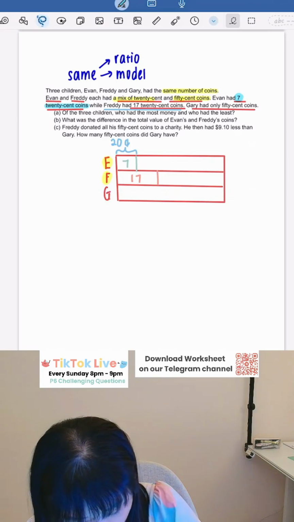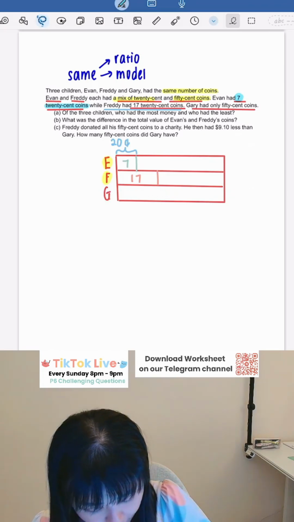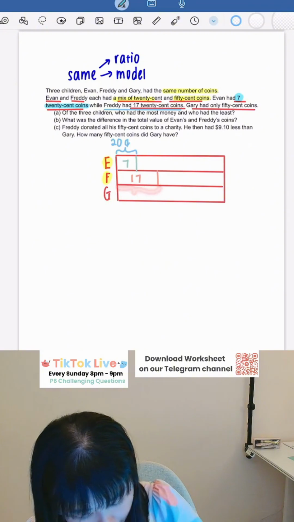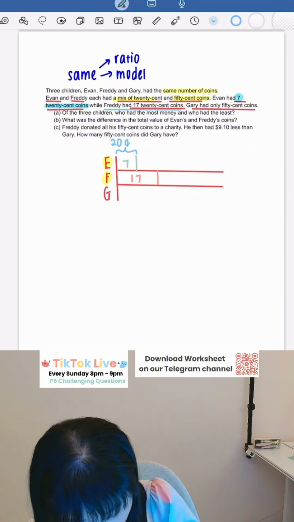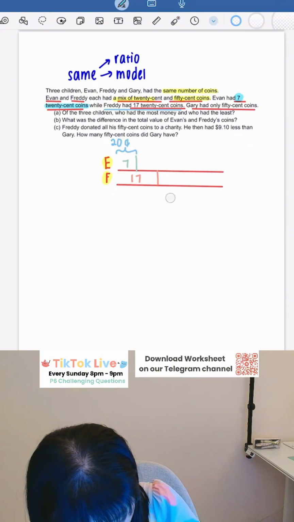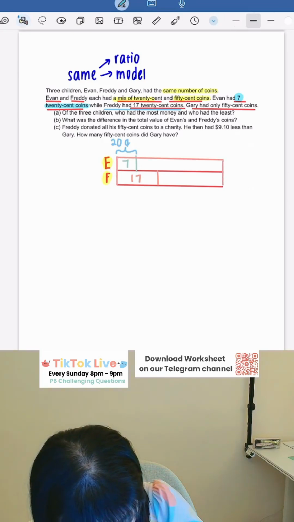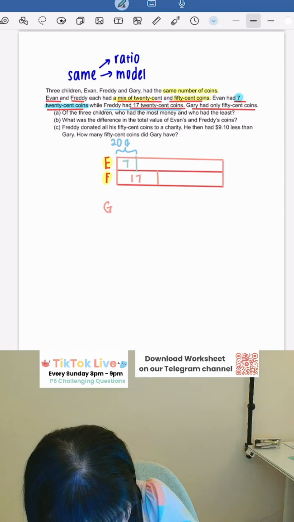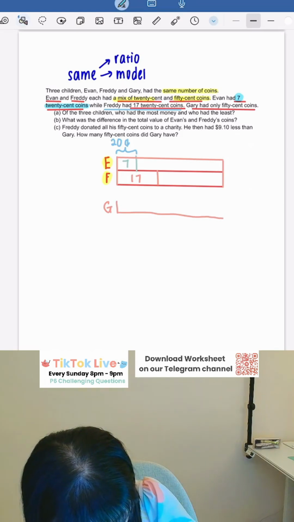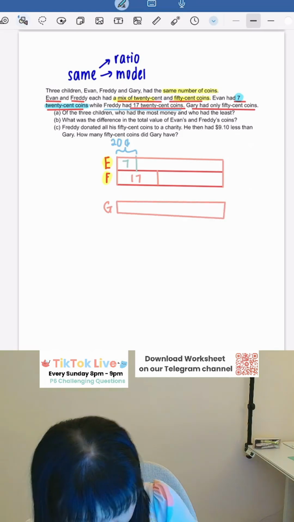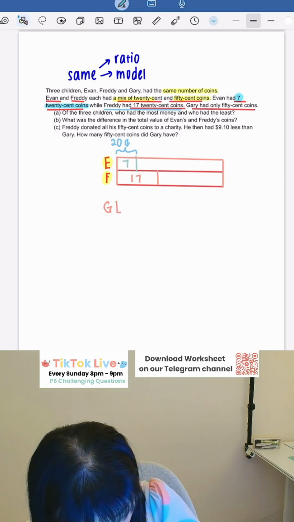For this one I will split out the model a bit because I need space to go and label. This is also 20 cent. So I'm going to split out the G a little bit. Let me fill up like that. And then the G, maybe I'll just give it a bit more space. They have the same, right? Something like this.